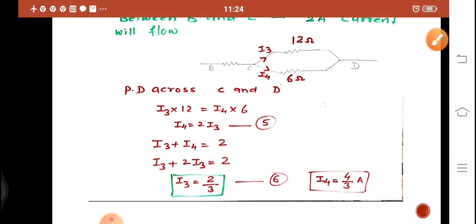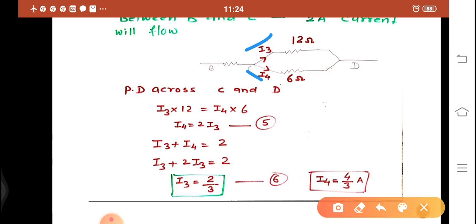Now we will see this portion. Suppose I3 current goes here and I4 current is going here. Both are in parallel. So I3 into 12, I4 into 6. So we will get I4 equal to 2 I3. But I3 plus I4 is 2. Put the value of I4. I3 is 2 by 3. I4 is 4 by 3. So we have calculated the current in all the branches.